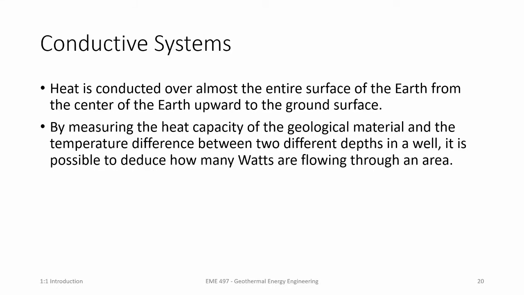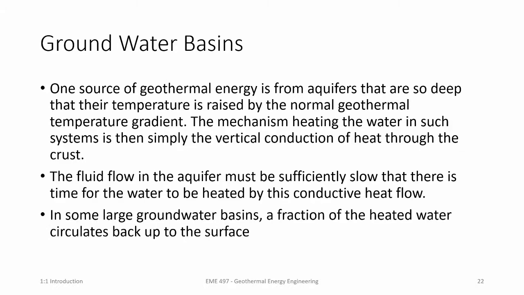So conductive systems. Heat is conducted over the entire surface of the Earth from the center upward to the ground surface. By measuring the heat capacity of certain materials, different kinds of rocks like granite, basalt, etc., and by knowing the temperature at one depth and another depth, you can calculate how much heat in watts is flowing through an area. This is useful so you can determine the heat capacity of a particular location.